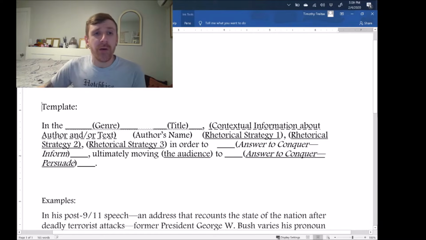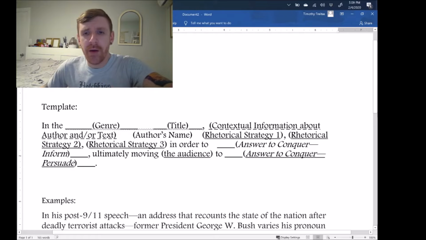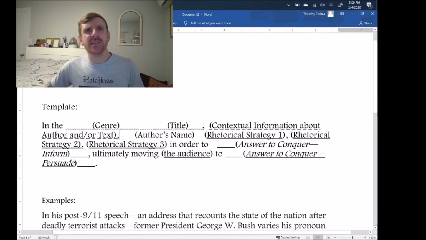So the template parts are this, though. In the genre, title, comma, and I typically have kids put in contextual information about the author and or the text as a non-essential, because a non-essential is a core writing technique that's considered sophisticated, and it's typically adverbial, so we can get a little grammar lesson in there. And then I have author's name, does this, and does this. So we've got our choices there that will guide.